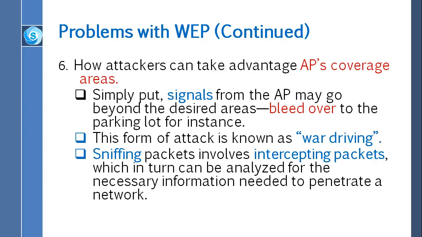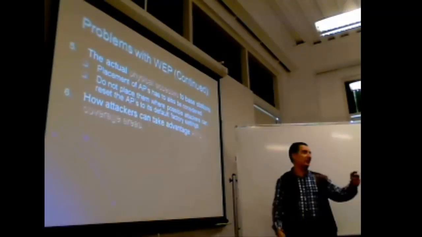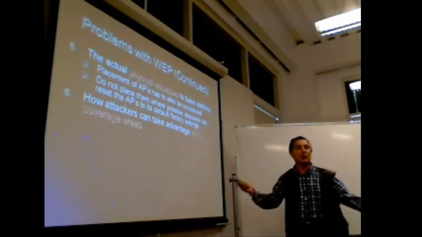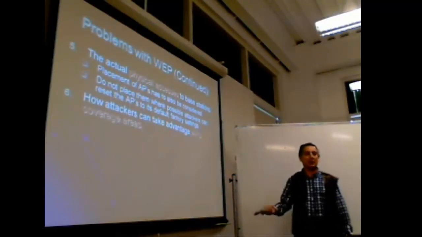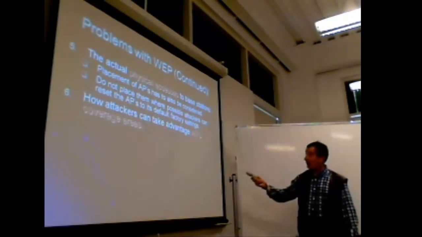And how attackers can take advantage of AP's coverage areas? Because most probably you have some neighbors, right? When you check the wireless networks around your neighborhood, you're going to find one wireless AP which is not configured properly, and you can have access to the internet without paying any money by using their APs, right? Because it's not going to require any password or anything. They don't have the security settings, because those guys don't know those security settings. It's like a public AP, so you can go there and you can use it. So that is the AP's coverage area.